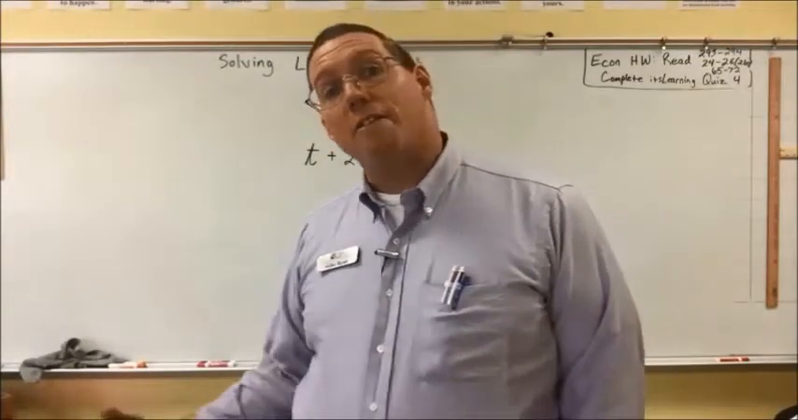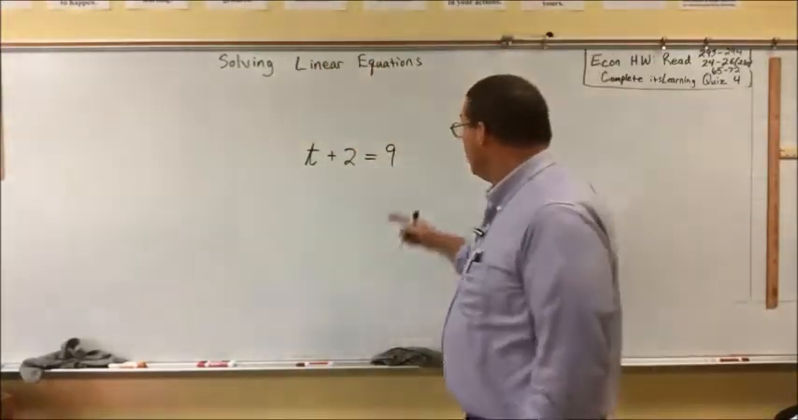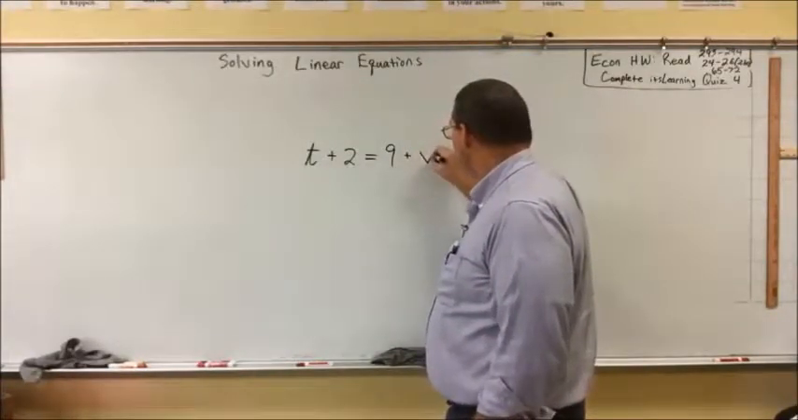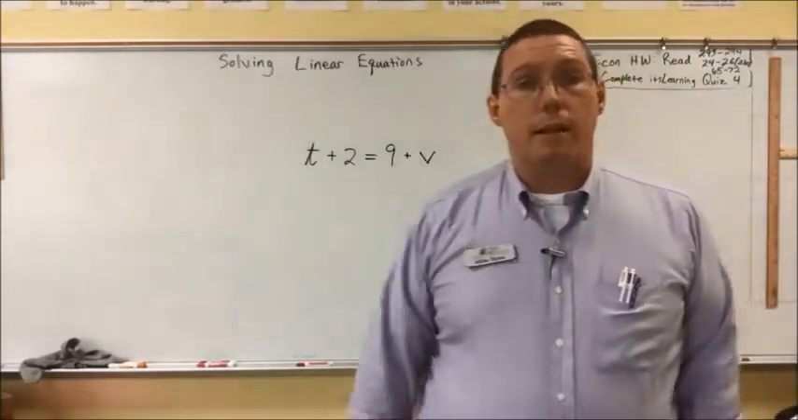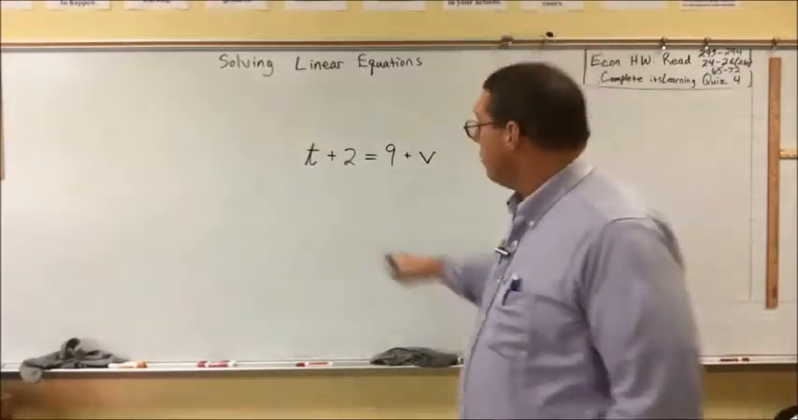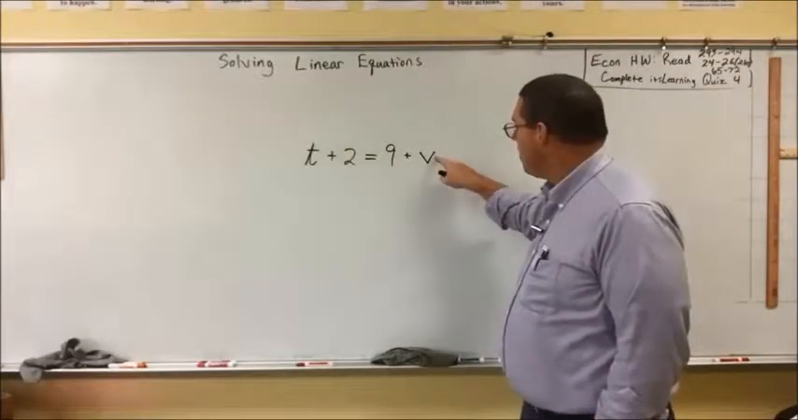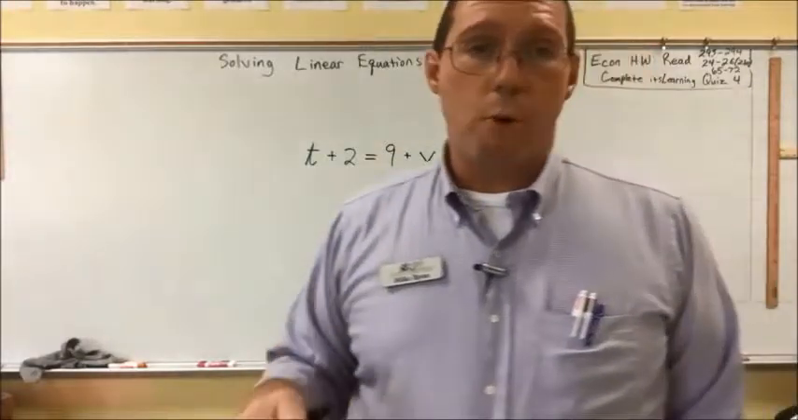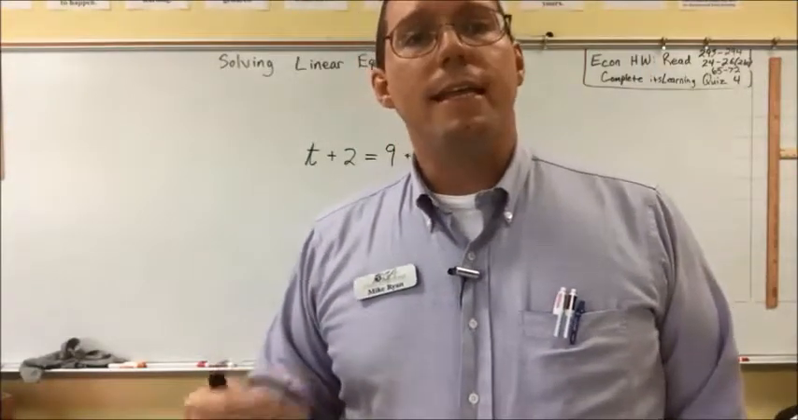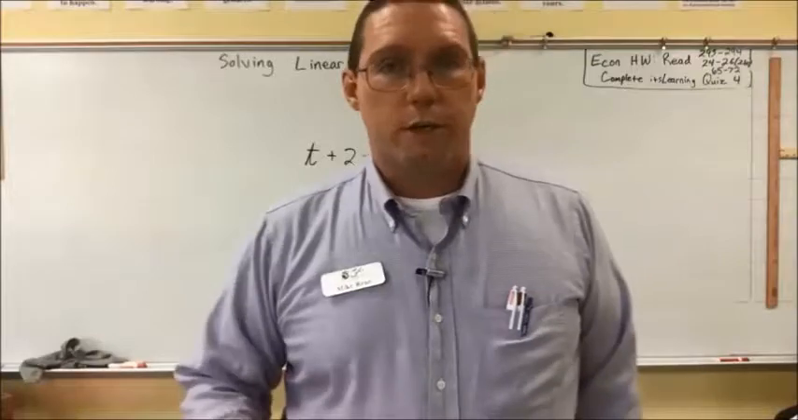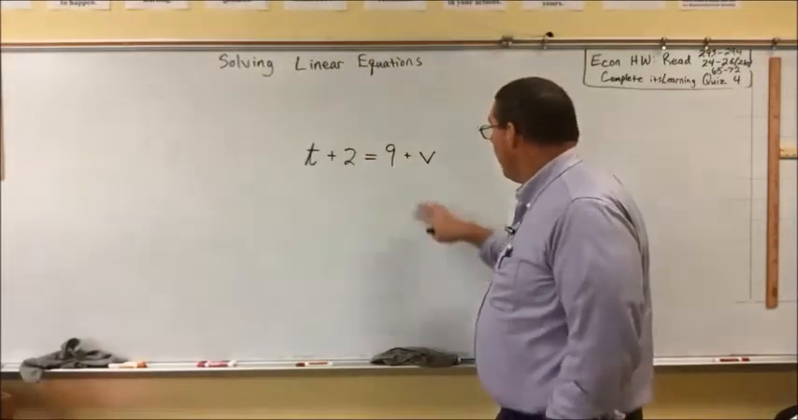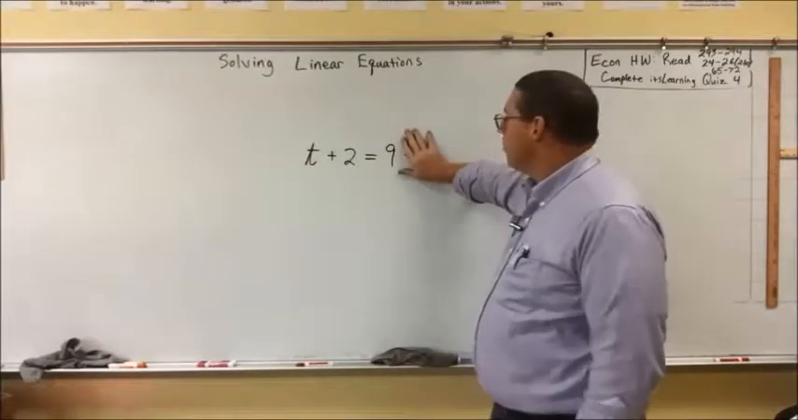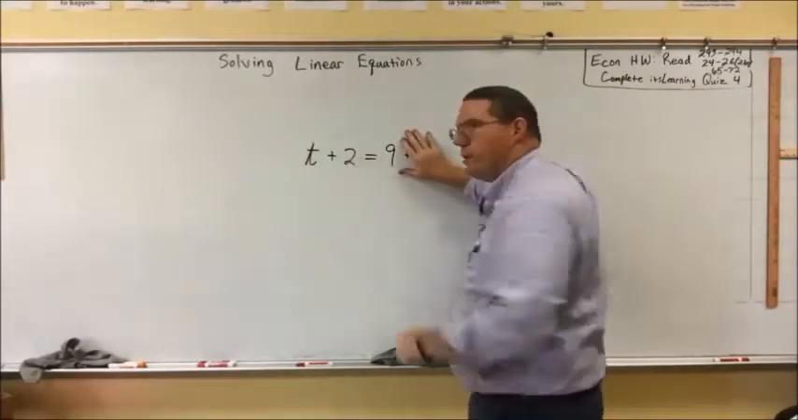Now, you can actually have a second variable in a linear equation. Let's say that we had t plus 2 is equal to 9 plus v. This is still a linear equation because not only is t to the first power, but v is also to the first power. And as long as the variables in your equation are to the first power, it is a linear equation. Now, the big difference between without the v and with the v is, without the v, we have one solution to this linear equation.